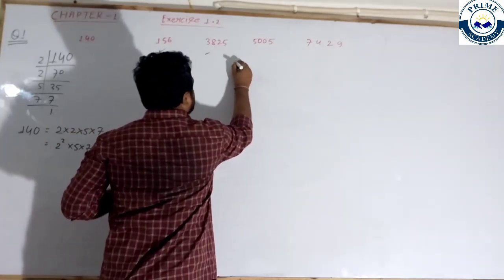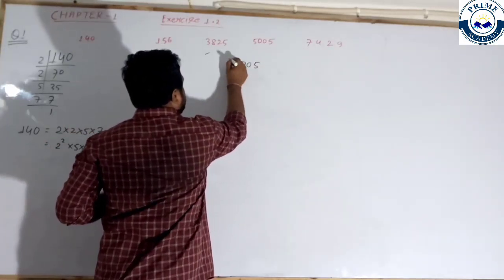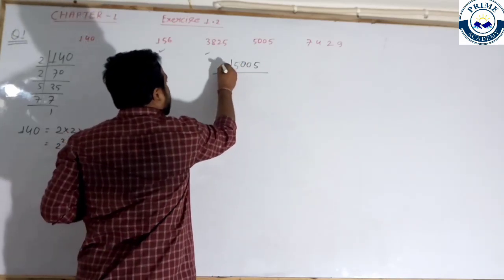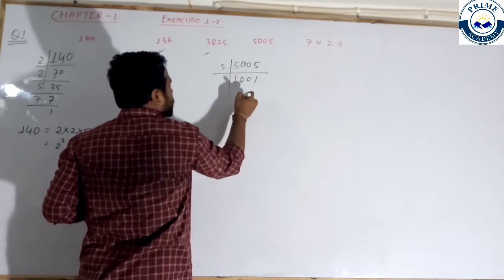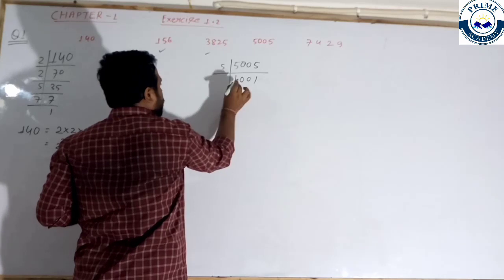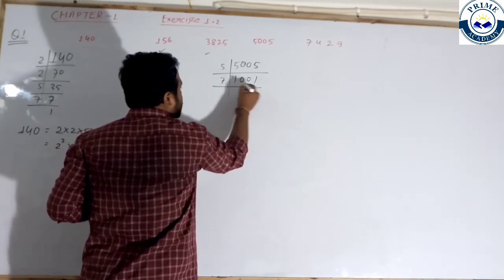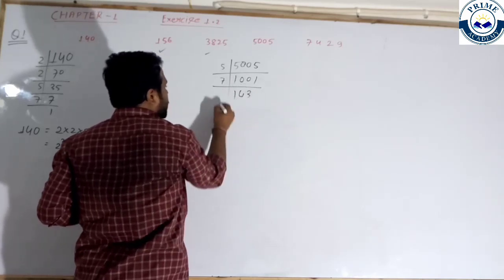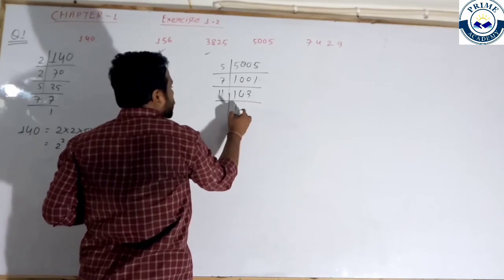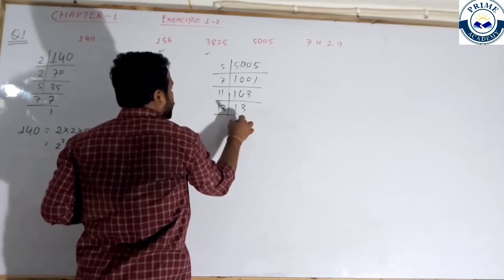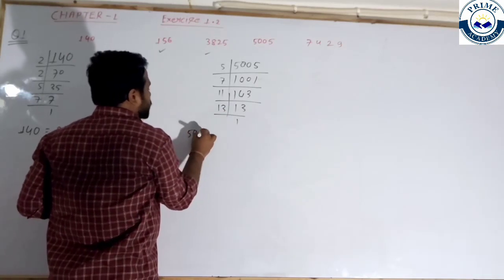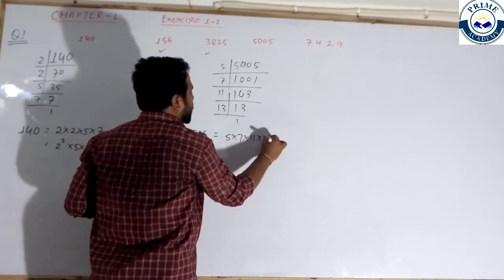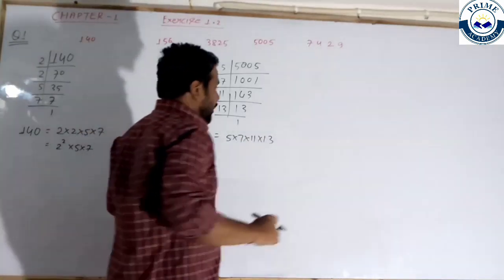Let's start with 5005, right? Here you can see I have taken 5, this will be 1001, which will be divided by 7. 7 1s are 7, 3 remaining, 7 3s are... You just take 11, you will get 1s are 3, 3s are, then 13, then 1. So 5005 can be factorized as 5 into 7 into 11 into 13. Easy, right? Next, move on to the next.